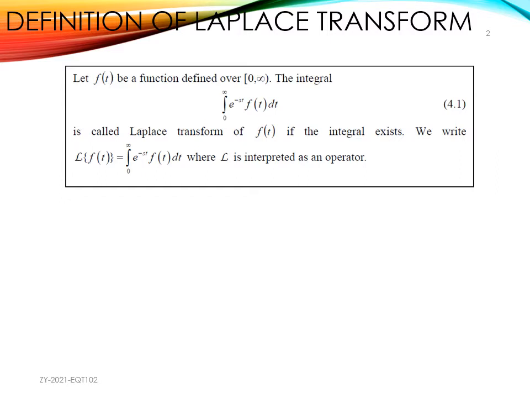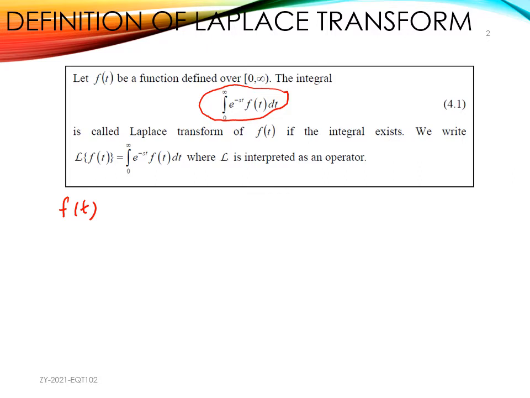So if you have a function f(t), meaning it's a function of t, and you want to perform the Laplace transform of this f(t), what do we need to do? We need to do the integration. We substitute the f(t), the function of t, in this integral: integration from 0 to infinity of e to the negative st times f(t) dt. If you obtain the integral, meaning the integral exists, we say that the Laplace transform exists.